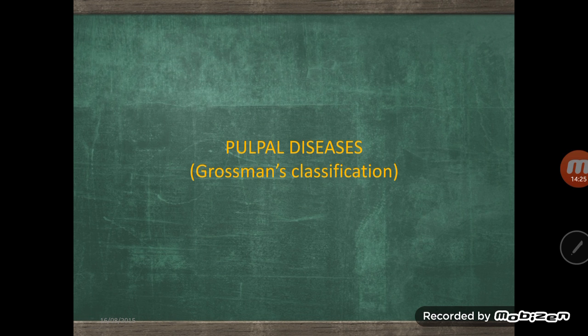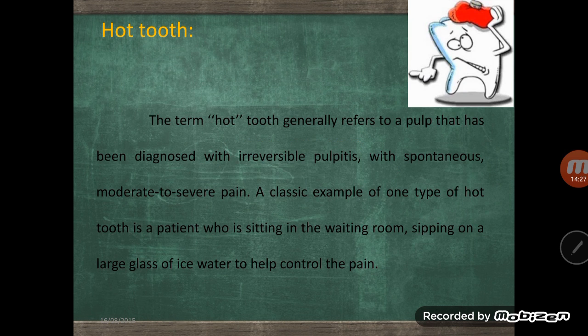And coming to pulpal diseases, the Grossman's classification is very important. We have already discussed this in the previous video, but now I'm going to concentrate on it and give it importance, because this is really what paper setters like. Hot tooth, make a note. The hot tooth generally represents a pulp that has been diagnosed as irreversible pulpitis, meaning there is definitely a need for root canal treatment, with spontaneous to moderate pain.